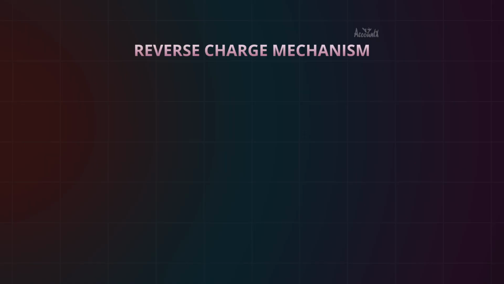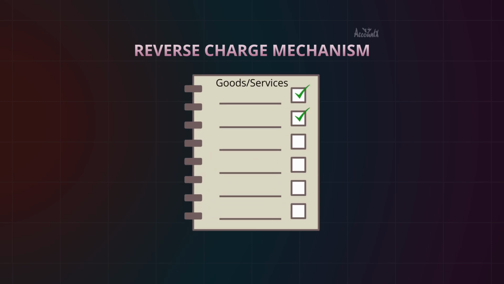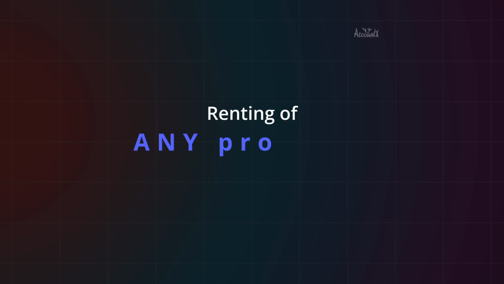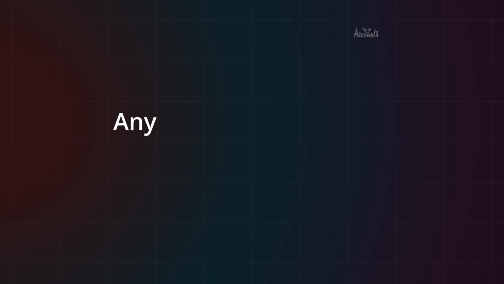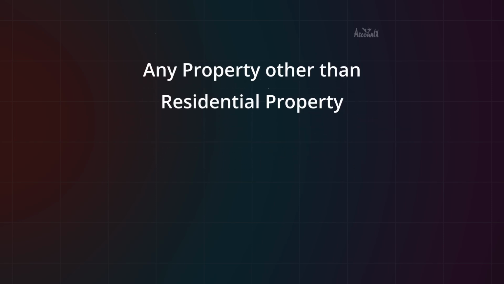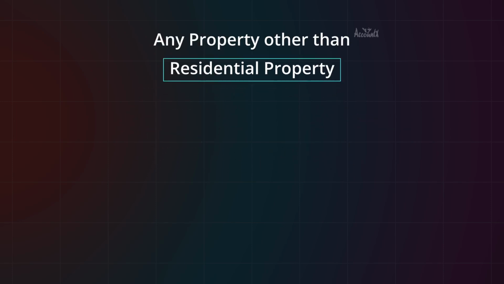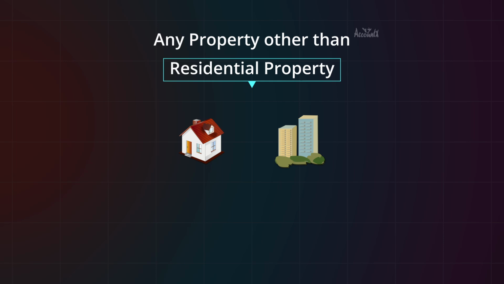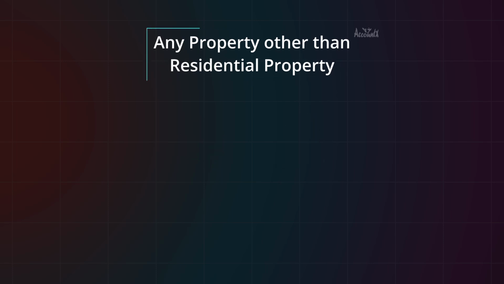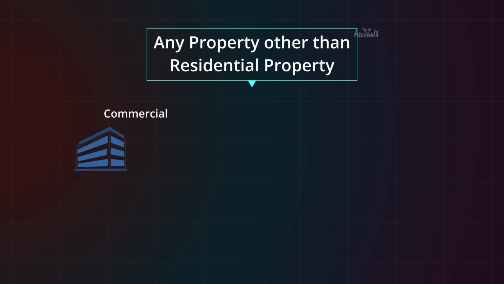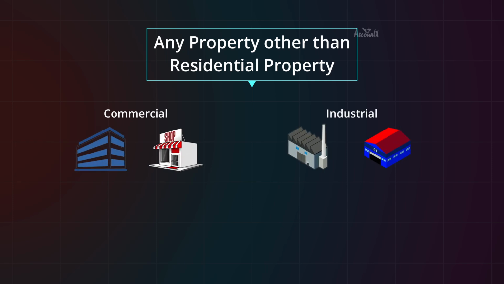Now coming back to RCM, another service that's been recently added to this list is the topic of today's video, that is renting of any property other than residential property. First, let's understand the meaning of any property other than residential property. Now, residential property would include independent house, apartment, etc. So, any property other than residential property would include commercial property like office, store, etc. Industrial property like factory, warehouse, and so on.